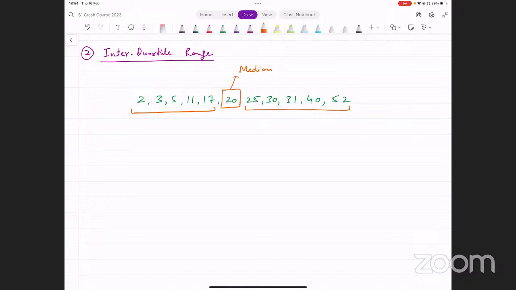Find the median of the left part. What's the median? There are 5 values. The median is going to be right in the middle, and that is this value. The median of the left part here is what your lower quartile is. This is the lower quartile, and we often denote it by LQ, lower quartile.